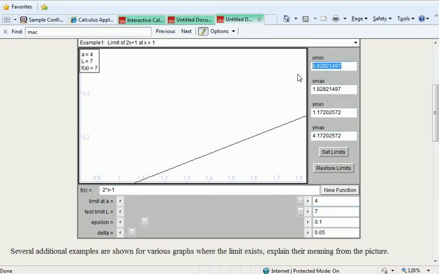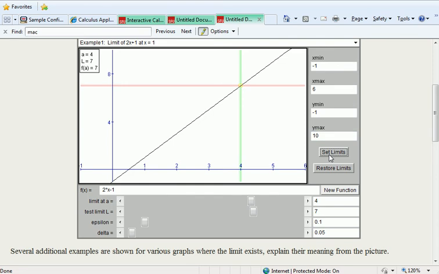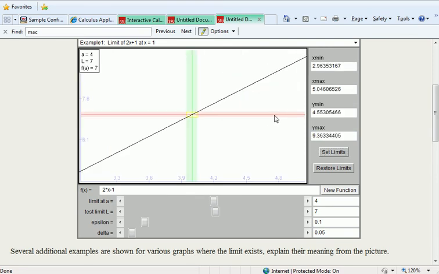So let's go from -1 to 6 and -1 to 10. Okay, so I'm going to zoom in on this graph a little bit right there. Maybe a bit more.